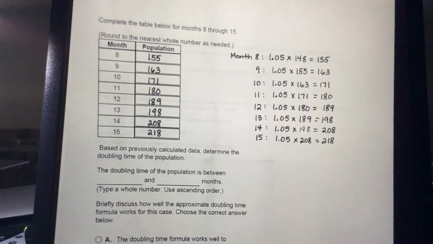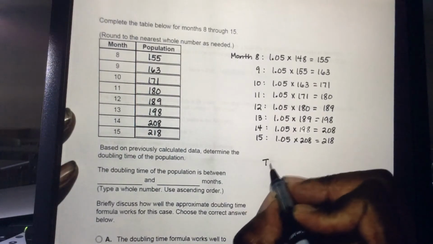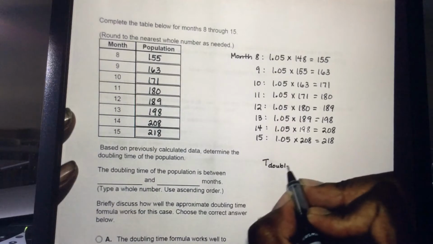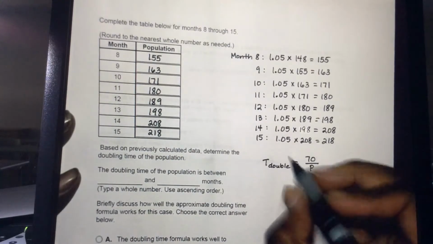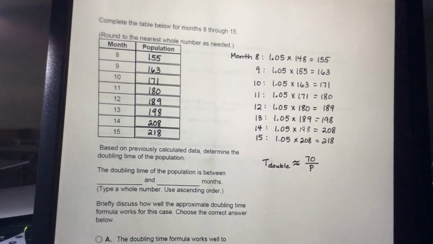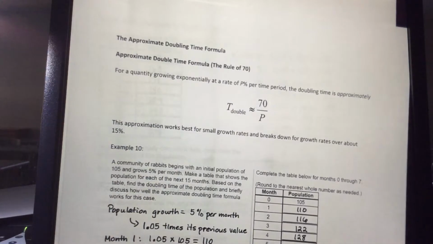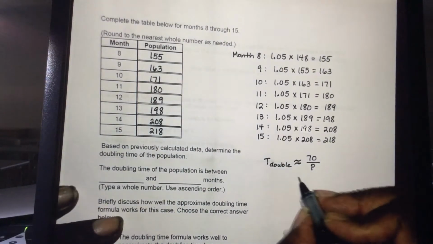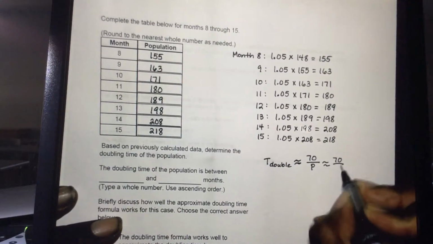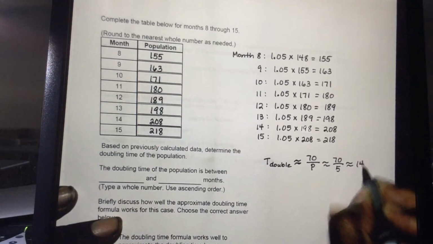Now, based on the previously calculated data, determine the doubling time of the population. So in this case, to find out what the doubling time is, T sub double was that formula 70 divided by P. That's the approximate doubling time. So I'm using this formula here: T sub double is approximately 70 divided by P. Now, the growth rate was 5%. That's your P. So if I do 70 divided by 5, that's going to be approximately 14.